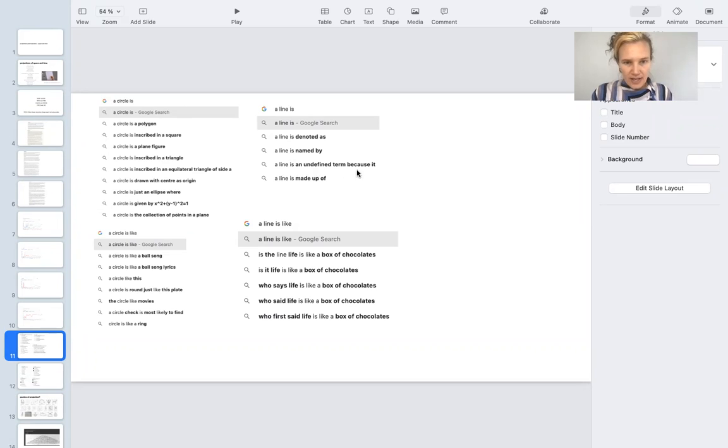And then it's interesting that "a line is denoted as, a line is named by, a line is an undefined term because a line is made up of." And I did not change this in any way. This is exactly what came up on my Google search, which was kind of funny when I got to "a line is like", because the algorithm clearly often reads it as someone mistyping the line about life is like a box of chocolates, which is so famous. And so that's what came up first. So that's also very interesting.